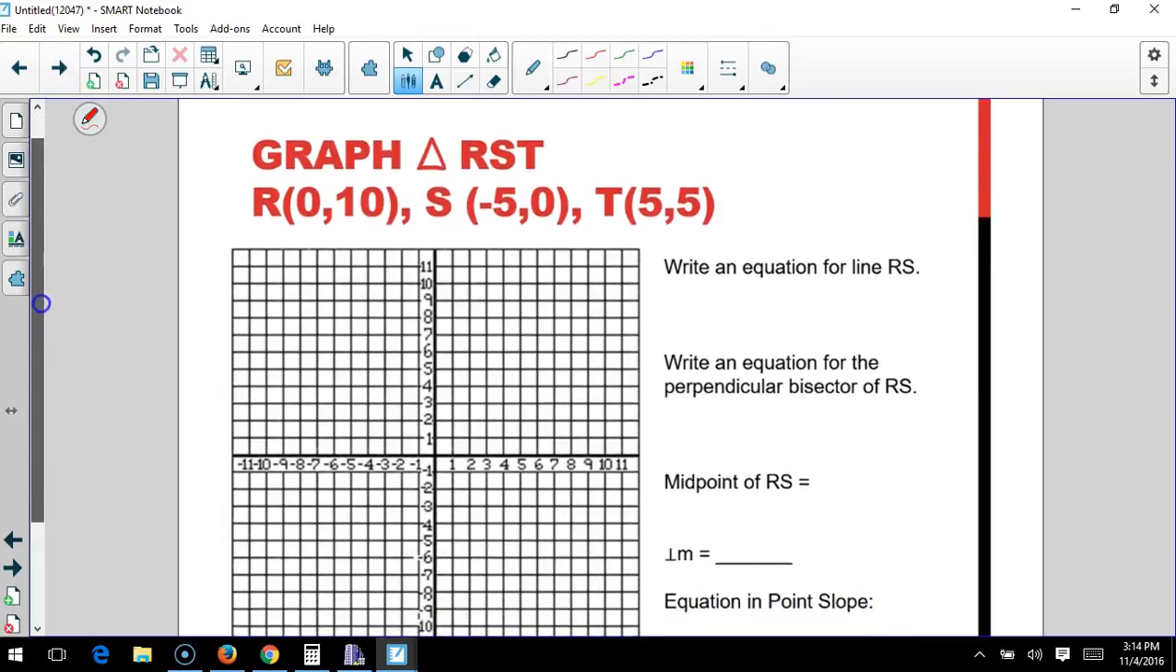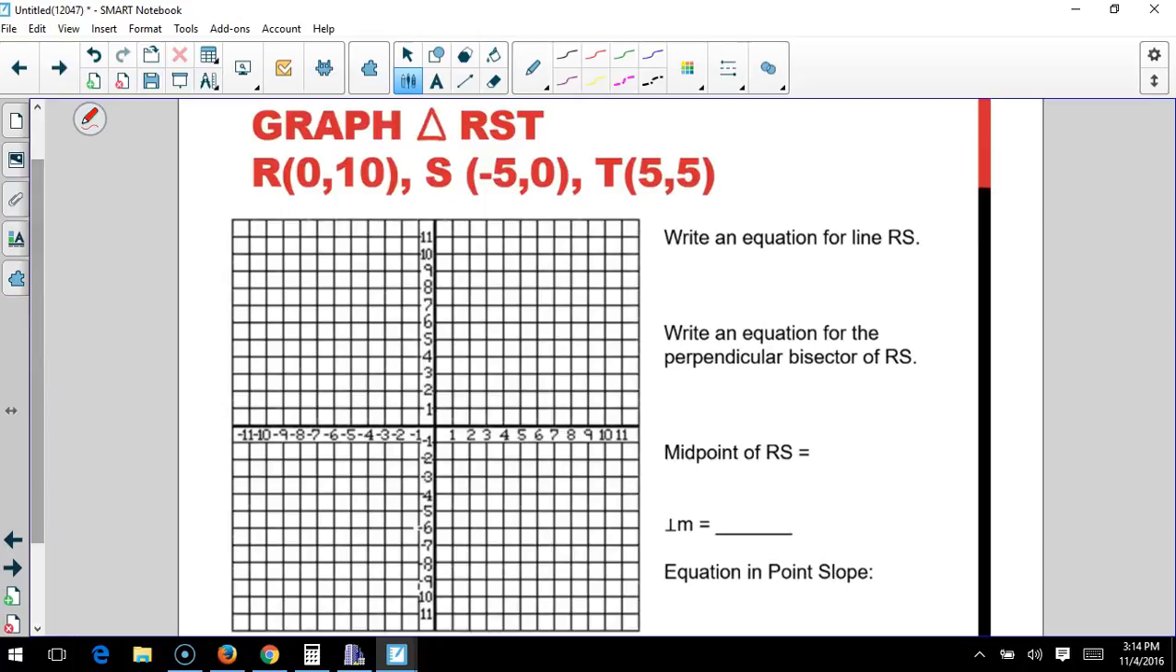So we're going to first graph RST. So graph R at (0, 10), S at (-5, 0), and T at (5, 5). And then we're going to connect our lines. Now it says write an equation for RS. Now let me put my R and my S and my T.